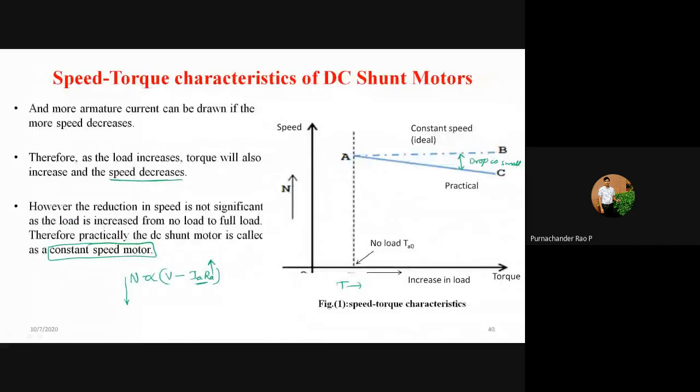Okay, so I will stop here. Tomorrow we will discuss the characteristics of series motors, compound motors, and applications.